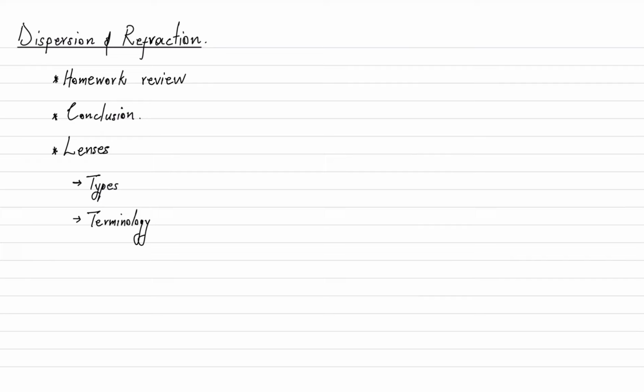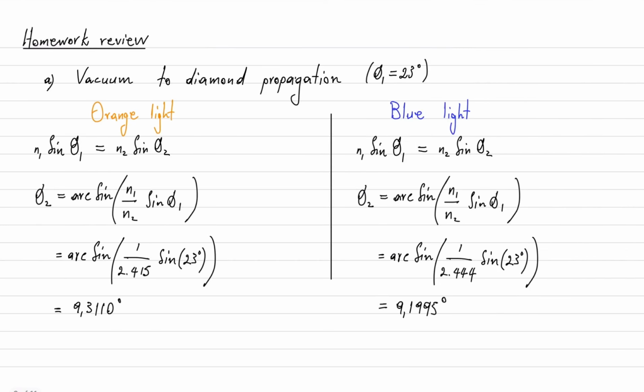When we come to lenses, for this lecture, to prevent it being too long, we're going to first talk about the types of lenses, which are the most basic kind. And then we're going to set up the necessary terminology which will make it easy for us to transition to image formation by lenses. Okay, first things first, let's look at the homework.